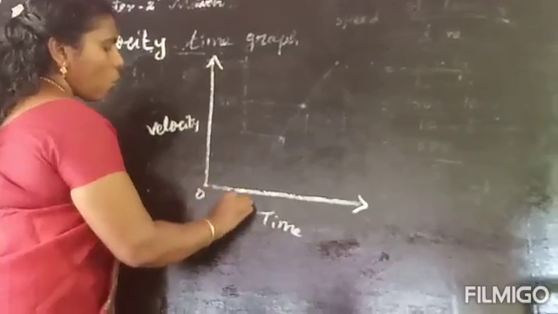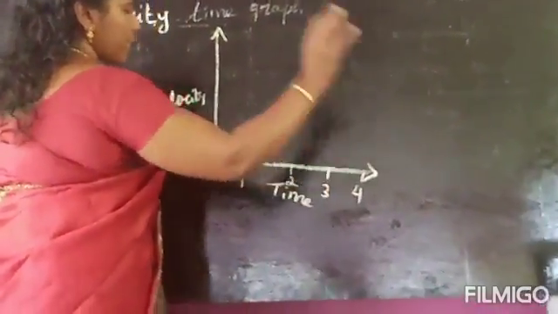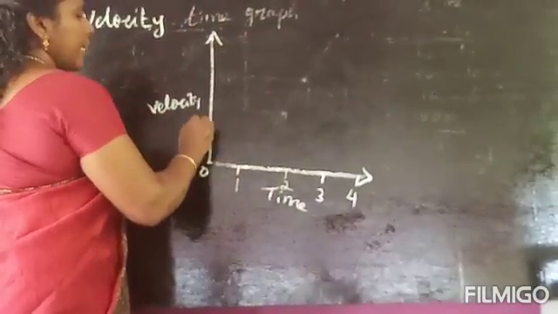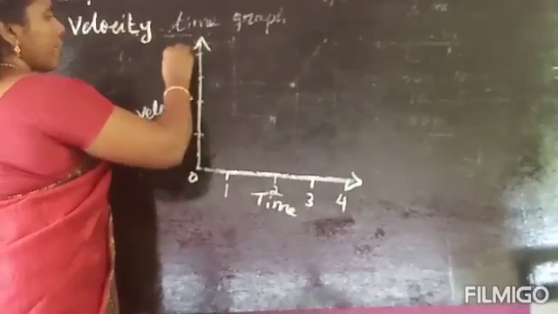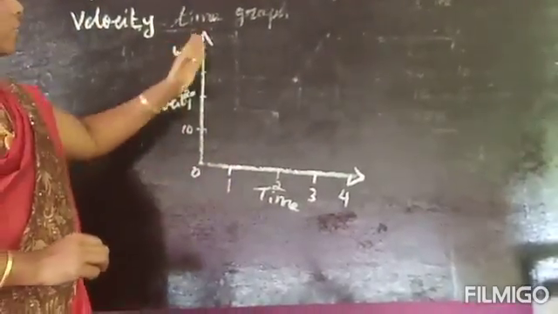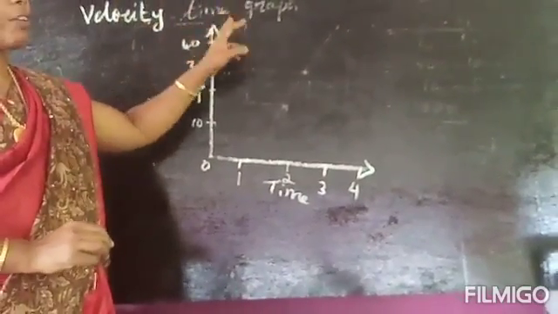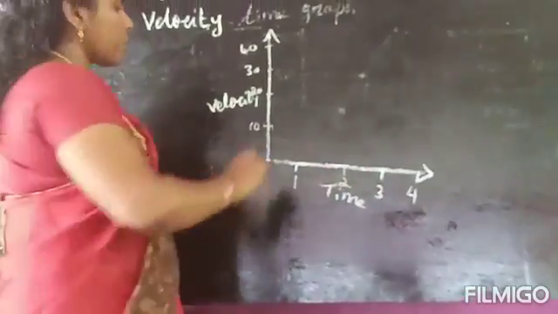Here 0 hour, 1 hour, 2 hour, 3 hour, 4 hour, 5 hour, it is going on. Here 10, 20 kilometer, 30 kilometer, 40 kilometer, 50, like this going on. Now 1 hour also the car is moving with a constant speed, 40 km. 2 hour also 40 km, 3 also 40 km.